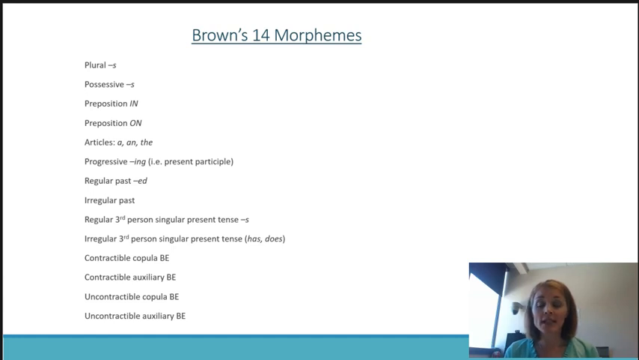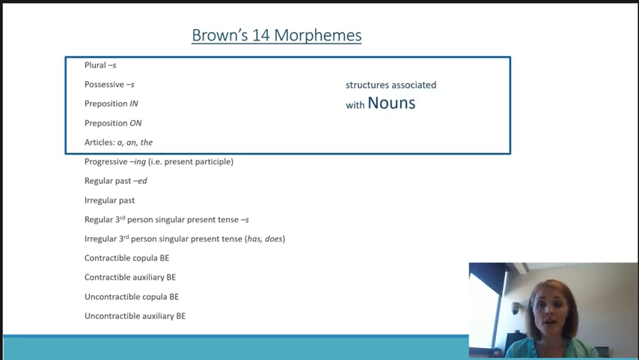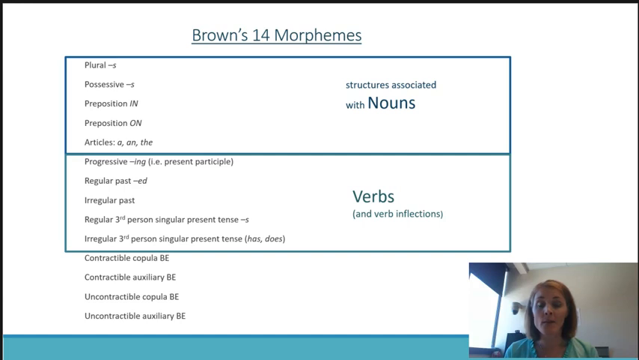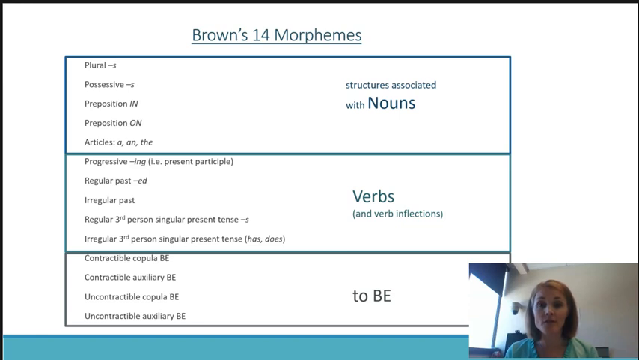So here is the list of the 14 morphemes, and I'm going to go over each one of these in the next 3 videos. And I've split them up into sections. So in the next video, we'll go over the first 5. And these are the structures that can be associated with nouns. And then the next 5 have to do with verbs. And then in the last video, we'll go over the final 4, which are all forms of the verb to be.